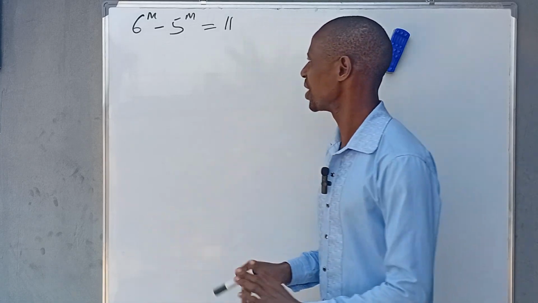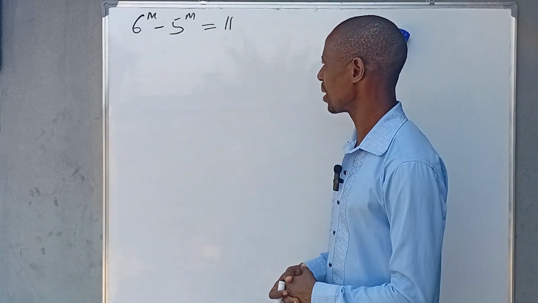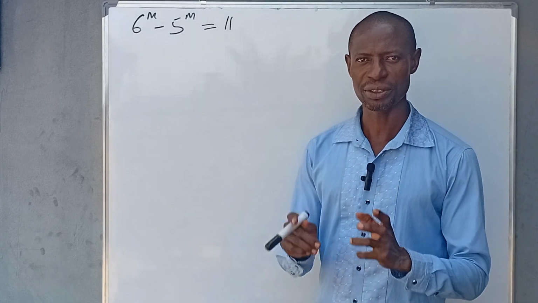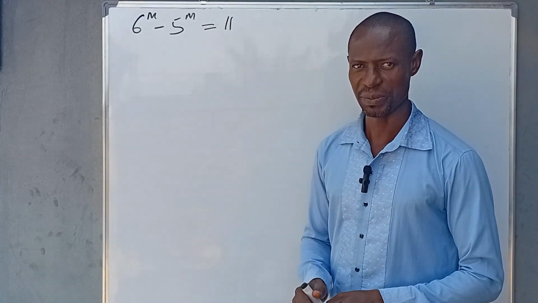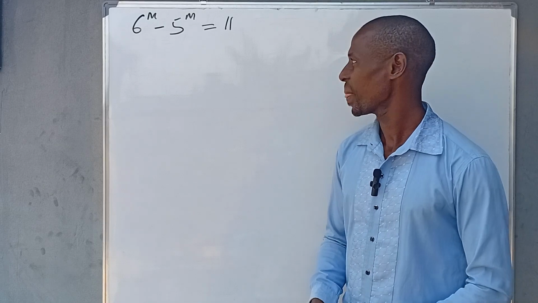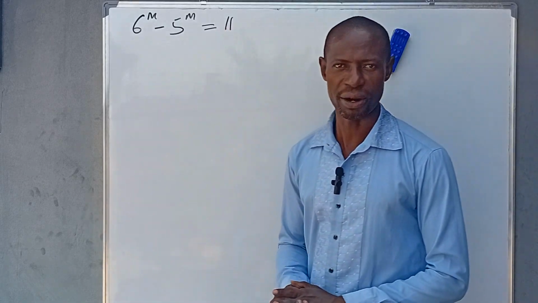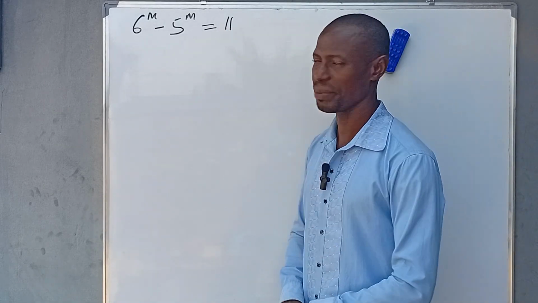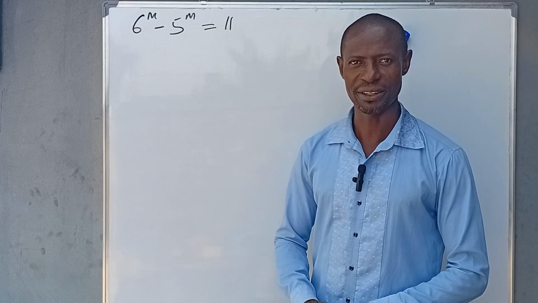Here we have this exponential challenge. Now in today's class, I'm going to show you a very short trick to solving exponential equations of this kind. The question is 6 to the power of m minus 5 to the power of m equals 11. What is the value of m here?